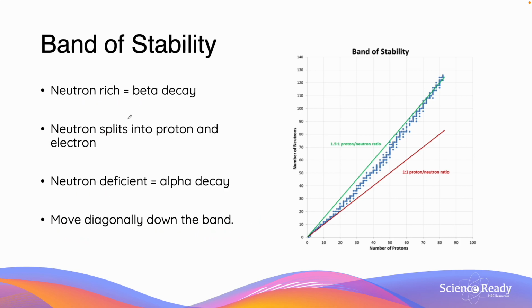We can use this band of stability to help us predict which mode of radioactive decay an isotope will likely go through. If an isotope is neutron-rich, then it is likely to undergo beta decay, whereby a neutron will decay into a proton and an electron. The ejecting of the electron will then increase the proton count by 1, while decreasing the neutron count by 1. Now, if it is neutron deficient, then it will undergo alpha decay, where it can move diagonally down the band. This is effective because the necessary neutron to proton ratio for stability decreases as we go down the zone.